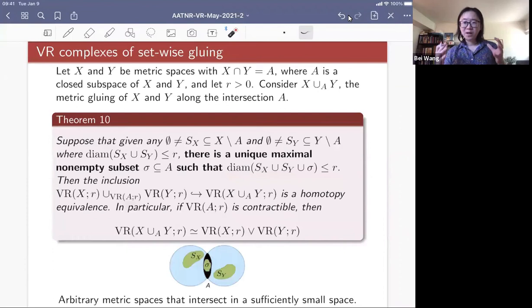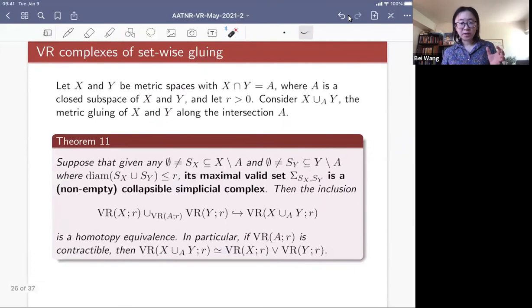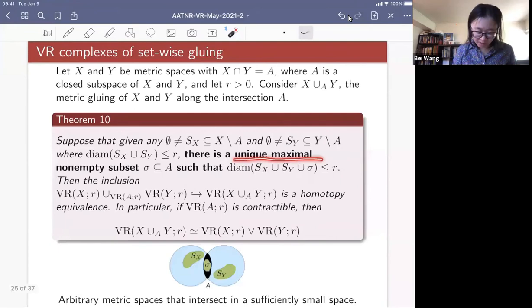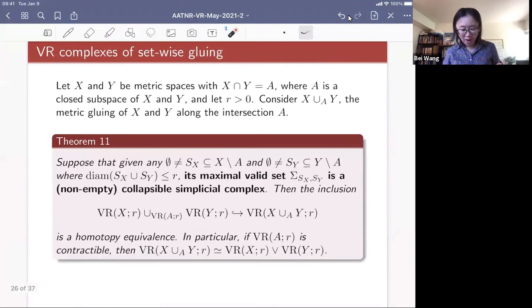So you can think about this arbitrarily small space as follows: for any pieces of X, which is S_X, and any pieces of Y, which is S_Y, that together have a small diameter, there exists a unique element in the intersection such that the union of all of them has a small diameter. This condition can also be further relaxed. The first condition says there's a unique set sigma in the intersection. The second says that, instead of a unique one, there is a collection of those sigmas that combined form a non-empty collapsible simplicial complex. And then you still have this homotopy equivalence.